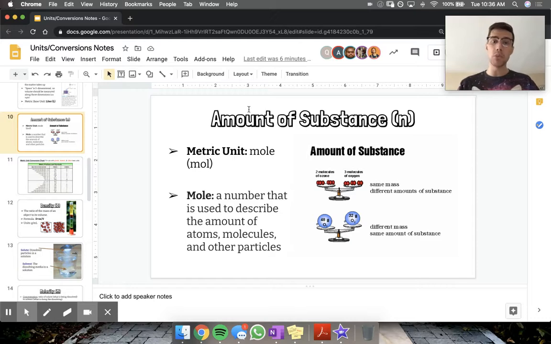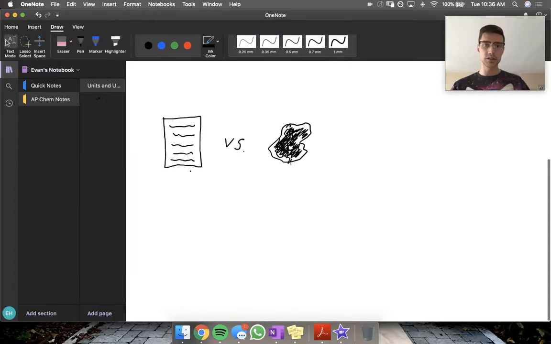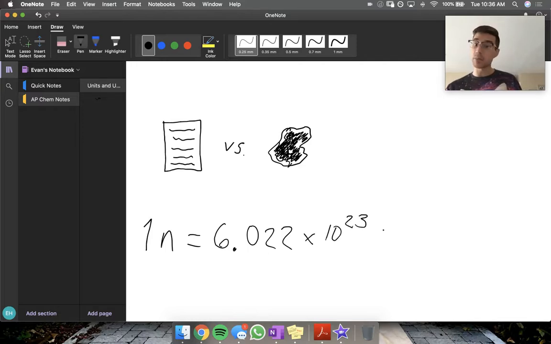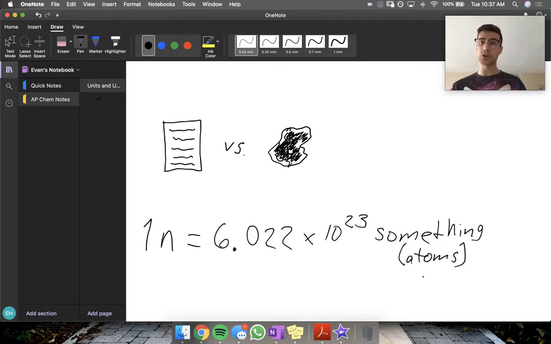So the way that we measure out a mole is based on a specific number. Now that number of a mole is this, okay? So N is the variable we use to represent moles, but 1 mole is equal to 6.022 times 10 to the 23rd something. Okay, now this something could be atoms. If you're talking about individual atoms like neon gas or helium gas, right? Those don't form compounds because they're noble gases. So we're really only going to be measuring them off of individual atoms. Could be ions, if you're talking about individual ions, or it could be molecules.